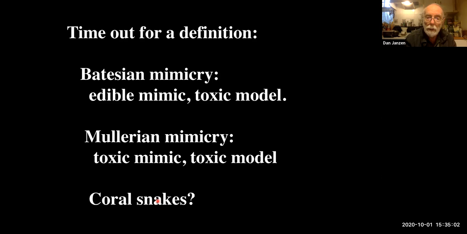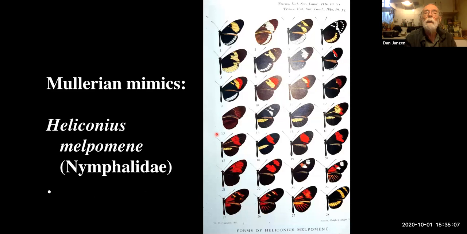Now to show you how Mullerian mimicry can develop, this is one species of butterfly in South America. And how, you find yourself saying, but however can genetics maintain all those different color morphs in the same place? The answer is just they don't.